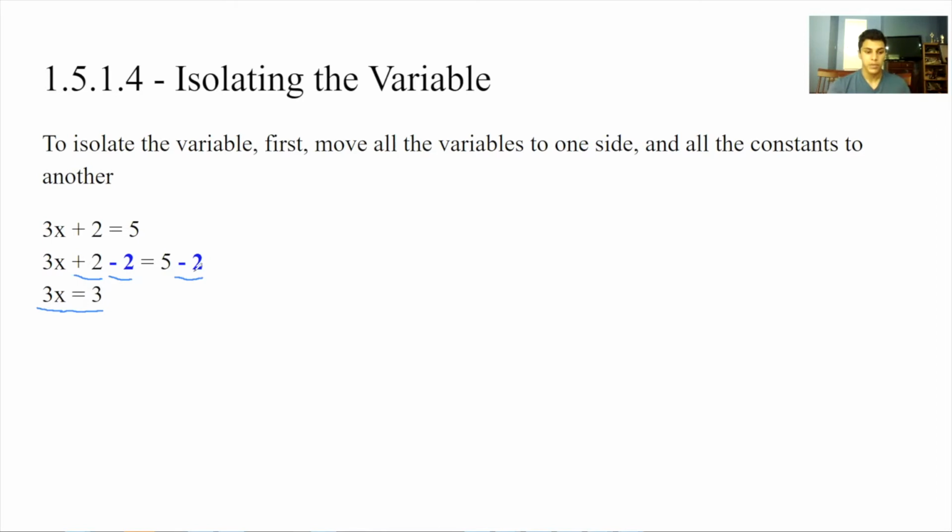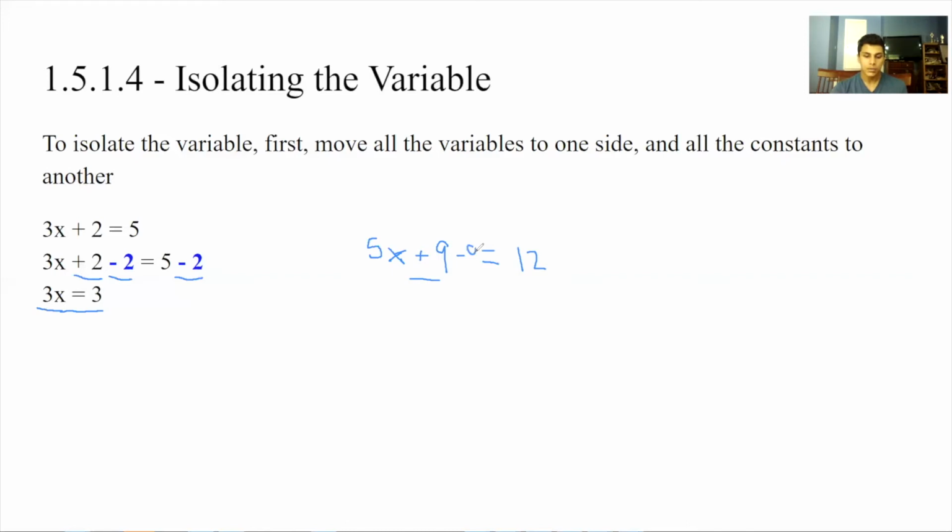Now you might be wondering how I figured out what to do and how I got rid of the plus 2 in the first place. Let me explain through another example. So if I had the equation 5x plus 9 equals 12, then the way I get rid of the plus 9, because I want this 5x to be all on its own on the left side, so I need to get rid of this, is by subtracting 9.